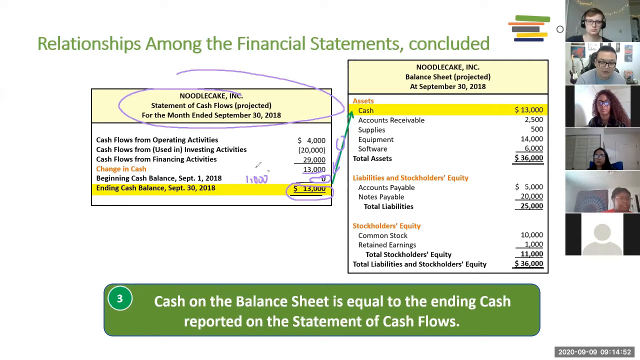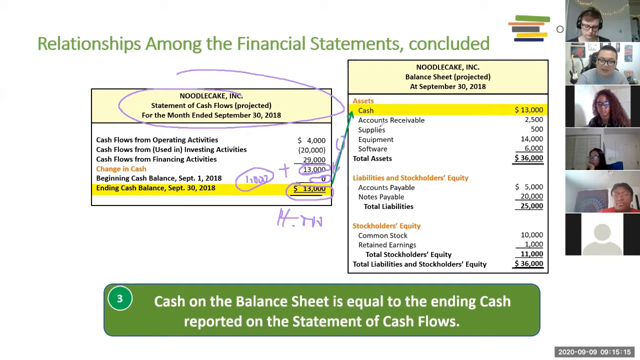It should be equal to this $1,000, the money you already have at the beginning of your month, plus the total change in the amount of money you gained this month. So the total money at the end of this month will be equal to 1,000 plus 13,000, which is equal to 14,000. That's actually a very good question, Margaret. Thank you for the question.